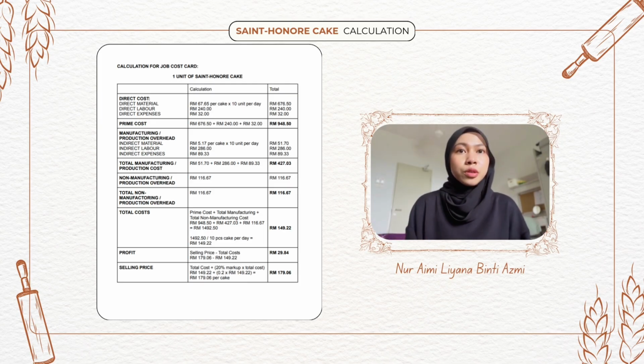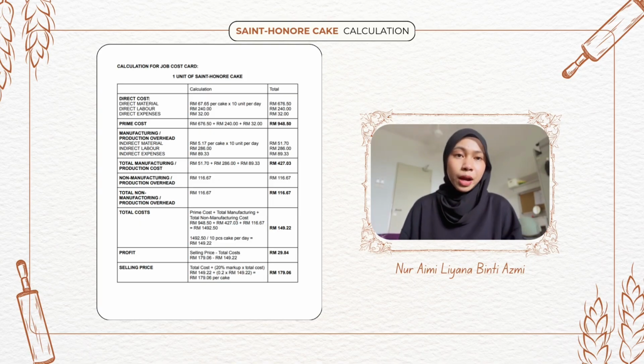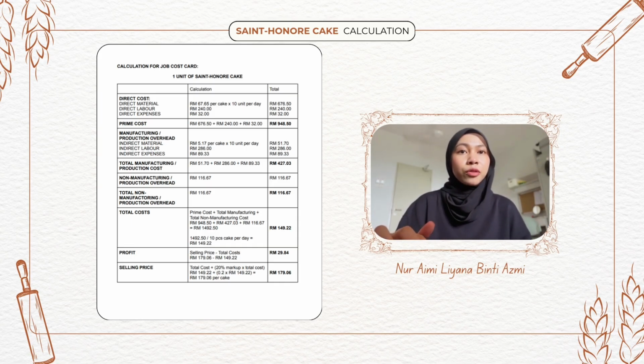We get 1,492 ringgit 50 cents. So we divide it by 10 pieces of cake per day. So for one cake, the total cost is 149 ringgit 22 cents. For the profits, the formula is selling price minus total cost. Our selling price is 179.6 minus 149 ringgit 22 cents, the total cost. So the profit for one cake is 29 ringgit 84 cents.